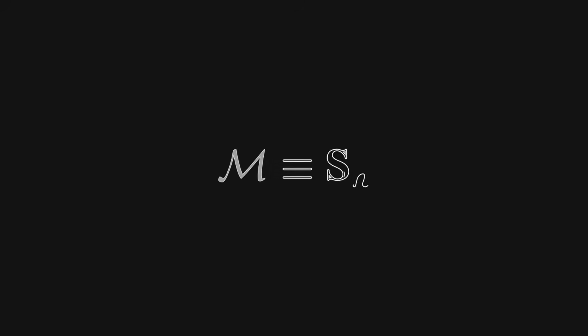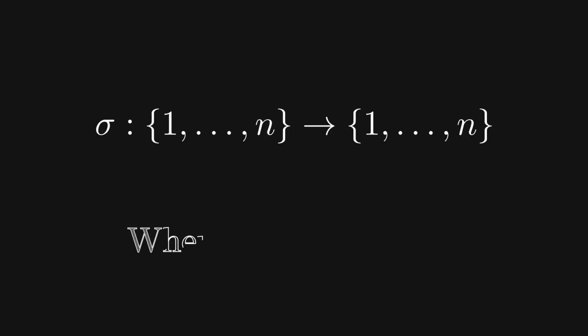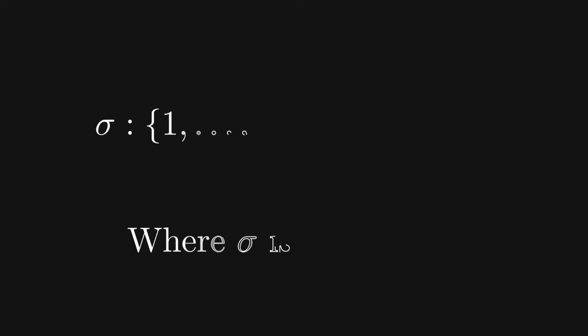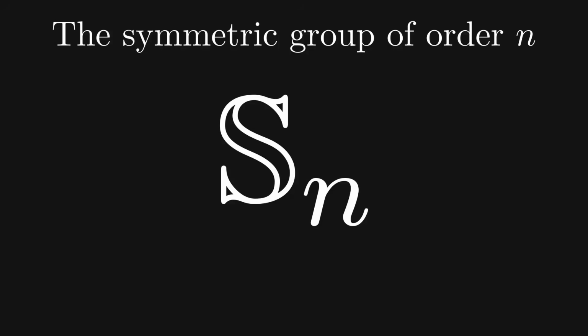This last remark motivates us to try and identify the group of the moves with the more elementary and familiar group of permutations. First, recall that a permutation of n elements is formally defined as any bijection from the set of numbers from 1 to n onto itself. The set of all n! permutations is denoted by S sub n and forms a group when equipped with function composition, called the symmetric group of order n.